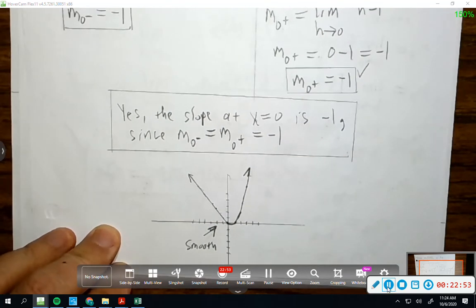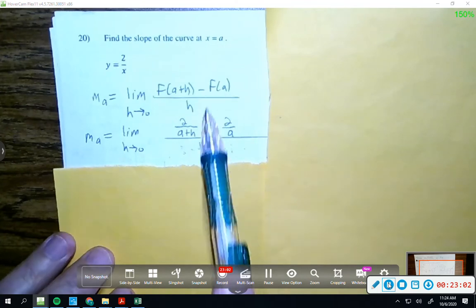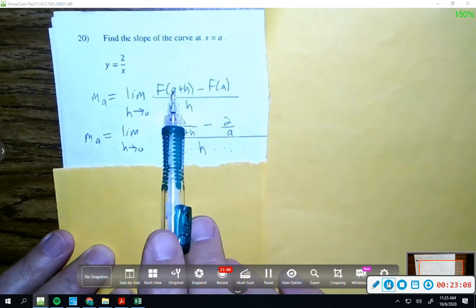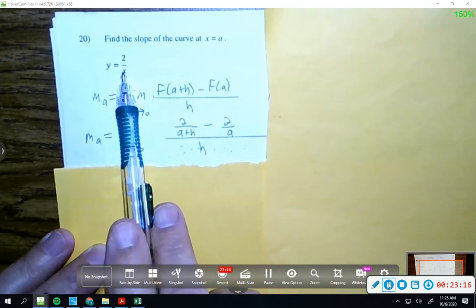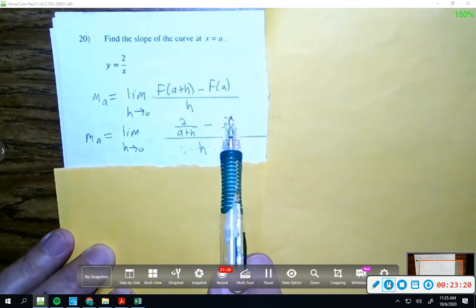On problem number 20, the best part about it is the fact that now we're going to find the slope at some arbitrary value a. It's the exact same thing that we've been doing, except now we just leave a here, here, and here. We don't have a particular value. It's an arbitrary constant. So I'm plugging in a plus h right here. I get out 2 over a plus h. Plug a in right here, I get out 2 over a.